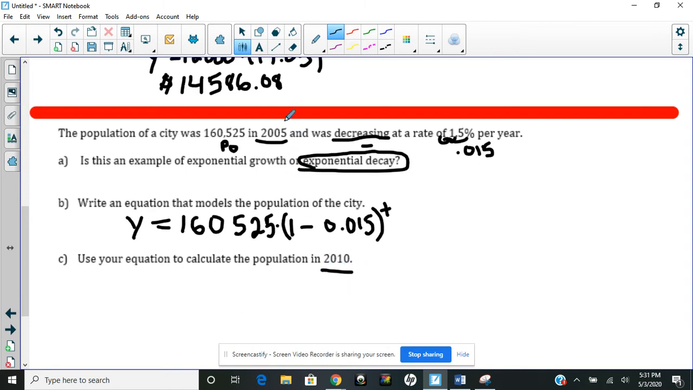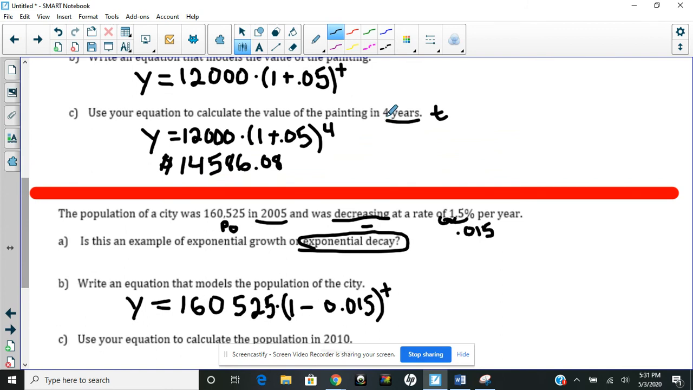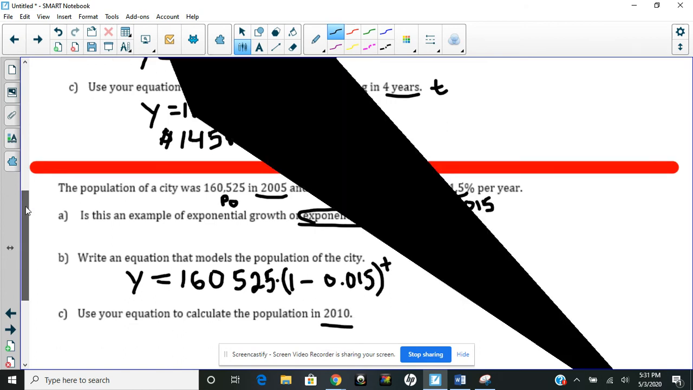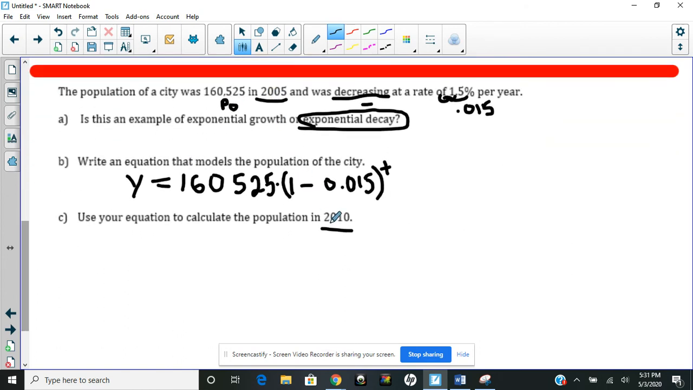This is where it gets tricky. That's why I underlined the 2005 up here. Usually we're used to seeing them say in 4 years or 10 years or 5 years or whatever. In this case, we have to figure out how many years passed to get from 2005 to 2010. So you're going to do subtraction. 2010 minus 2005 gets me 5 years. So that's going to be what my t is. So we're going to put a 5 in for t.